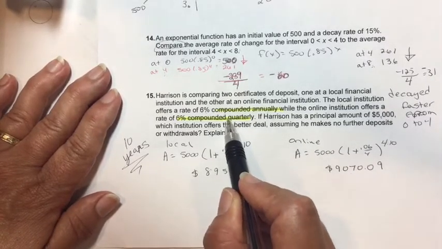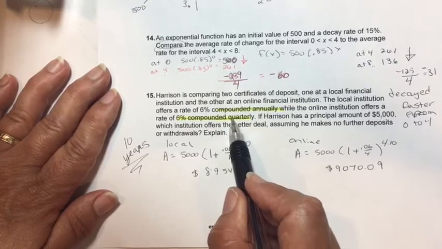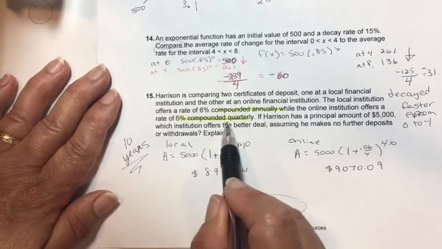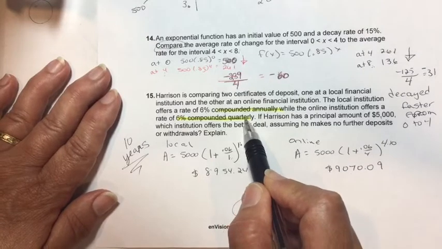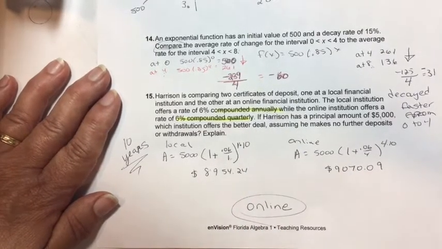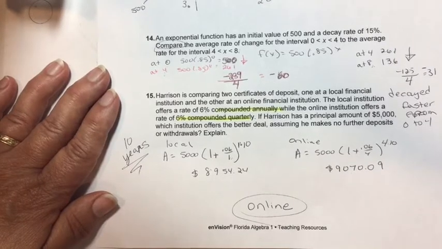Anytime you can get someone that owes you money or that you're going to get money from an investment, you want it compounded as many times as you can get it. However, if you owe someone money, you really don't want it compounded many times at all.